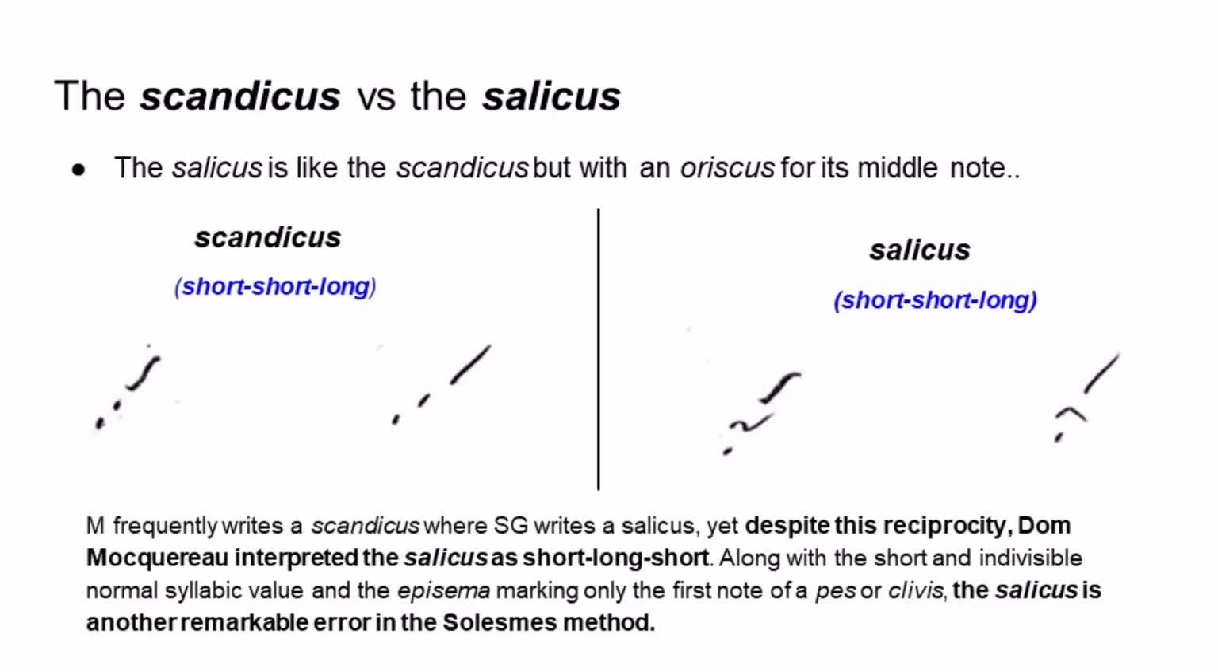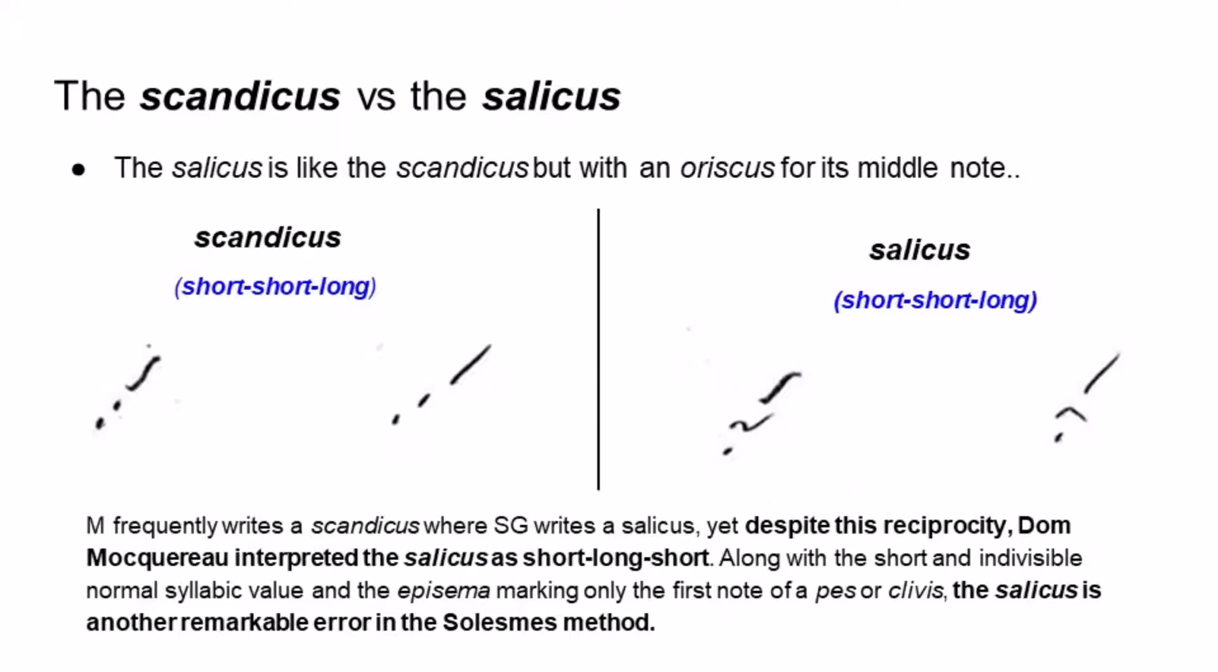The salicus is like the scandicus, but with an oriscus for its middle note. Metz frequently writes a scandicus where St. Gall writes a salicus, yet despite this reciprocity, Dom Mocquereau interpreted the salicus as short, long, short.